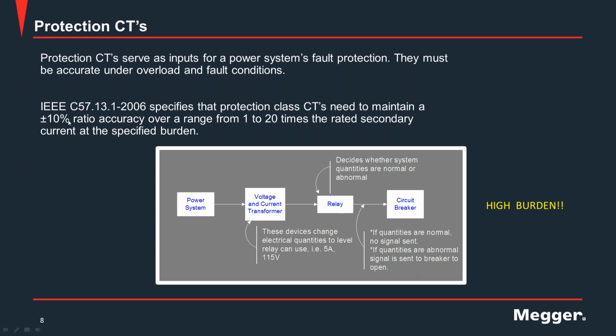The IEEE C57.13.1 Series 2016 specifies that protection CTs need to maintain plus or minus 10% ratio accuracy over a range from 1 to 20 times the rated secondary current at the specified burden. So when we talk of 1 to 20 times the rated current, that must be a fault current. So meaning for protection class CTs, what we need is a high burden CT.